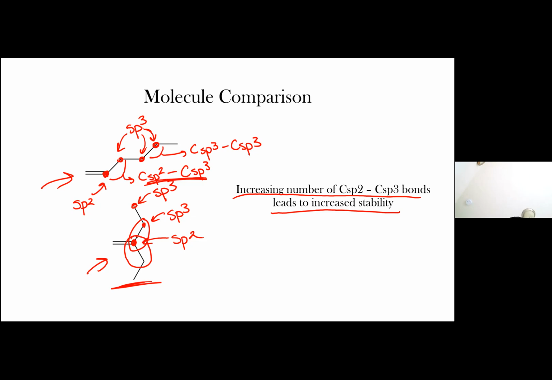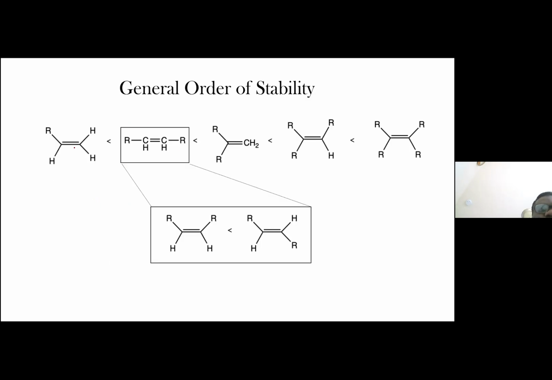Let's put all these ideas together and think about the general order of stability. This first structure is only going to have one alkyl group, so it's going to be the least stable. This is two alkyl groups. This is three alkyl groups, 1, 2, 3. This is four. This is also three alkyl groups.